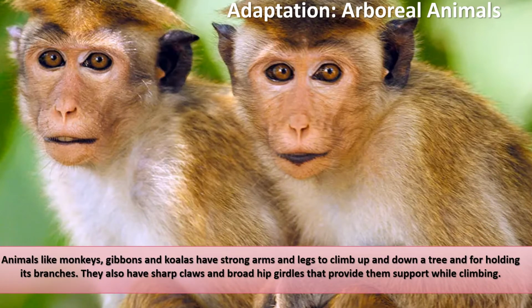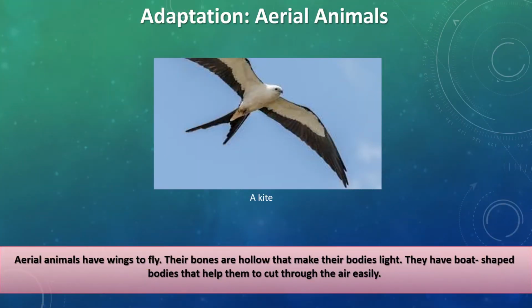Now, let us see the adaptations in arboreal animals. Animals like monkeys, gibbons, and koalas have strong arms and legs to climb up and down a tree and for holding its branches. They also have sharp claws and broad hip girdles that provide them support while climbing. Adaptation of aerial animals. Aerial animals have wings to fly. Their bones are hollow that make their bodies light. They have boat-shaped bodies that help them to cut through the air easily.